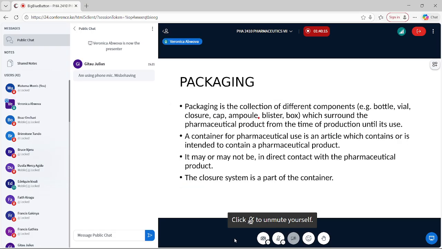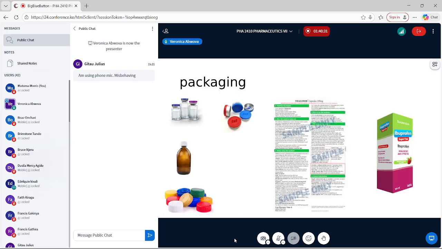First statement, packaging is the collection of different components. We've talked about the bottle, the vial, the closure, and the cap, okay? These are in contact with the product. So like here, all these are packaging. This bottle is a package, is part of the package. This closure cap for this vial, this is the closure for this vial.